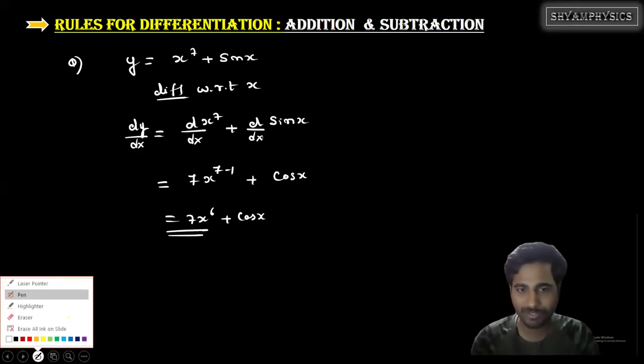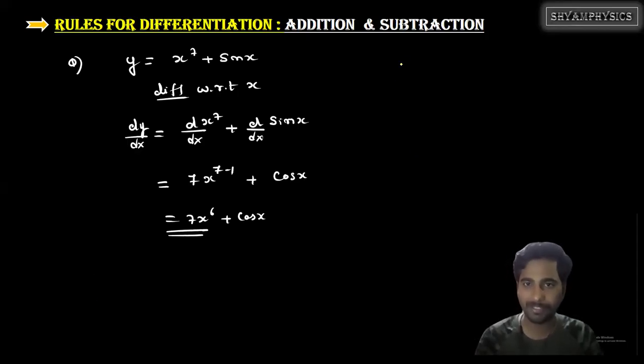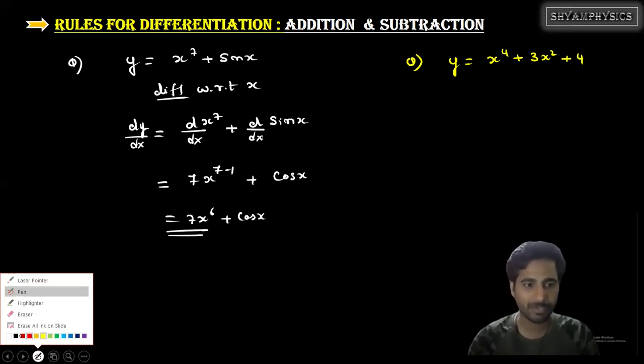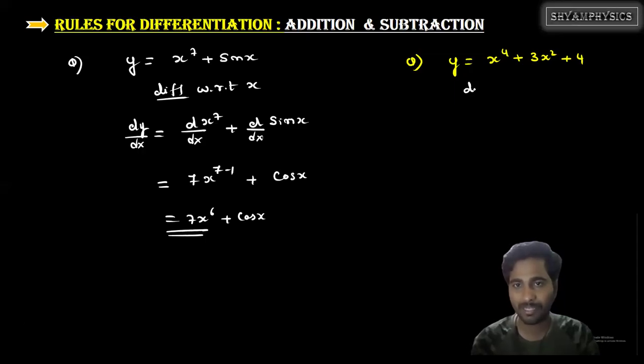Hope you understood. We'll go with one more. Good. Listen. The question says here, y is equal to x to the power 4 plus 3x square plus 4. Now we have to differentiate this equation with respect to x itself.